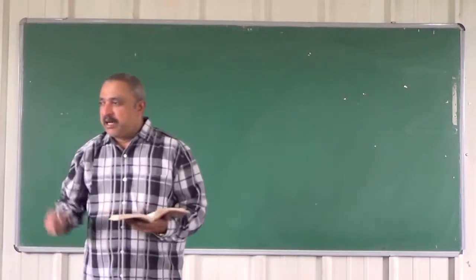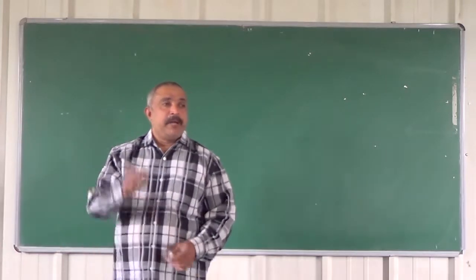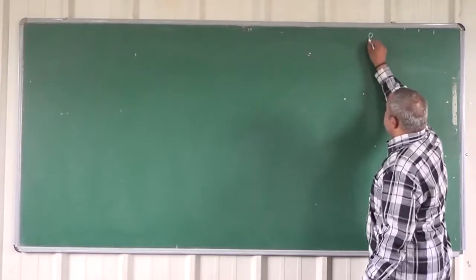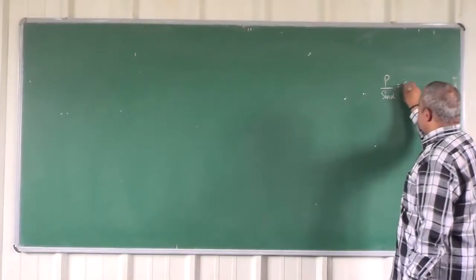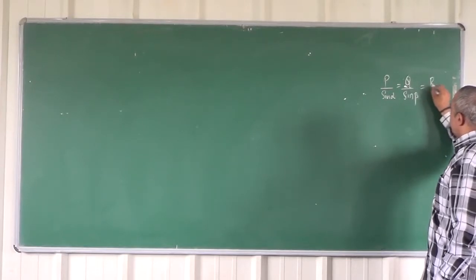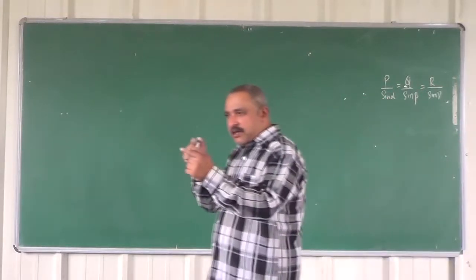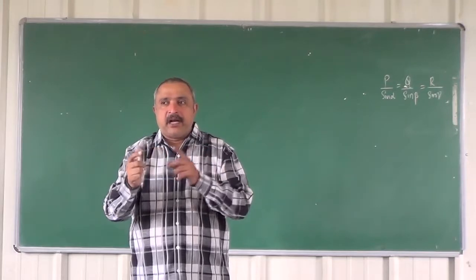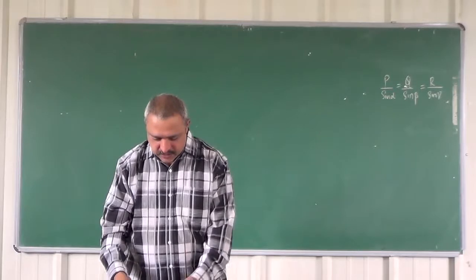You remember Lami's theorem, the mathematical form of Lami's theorem? P by sin alpha is equal to Q by sin beta is equal to R by sin gamma, where P, Q, R are the three concurrent coplanar forces in equilibrium, and alpha, beta, gamma are the angles opposite to the forces.